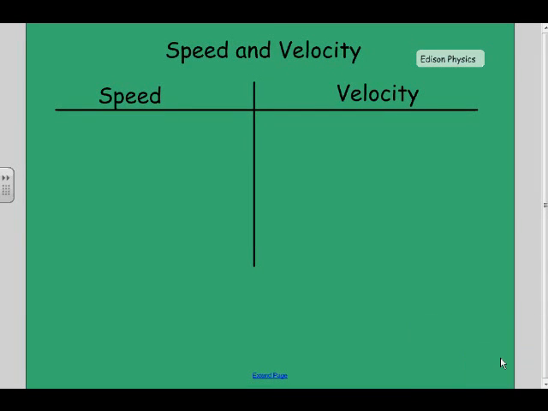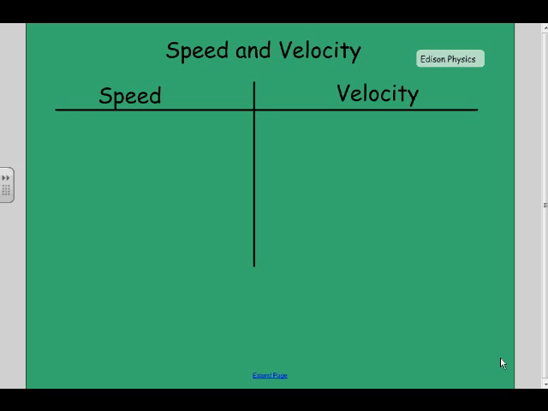This video is going to talk about the difference between speed and velocity. Suppose somebody asked you to describe how fast you were going. You would probably say something like 20 miles per hour, or if we think metric, maybe 15 meters per second.